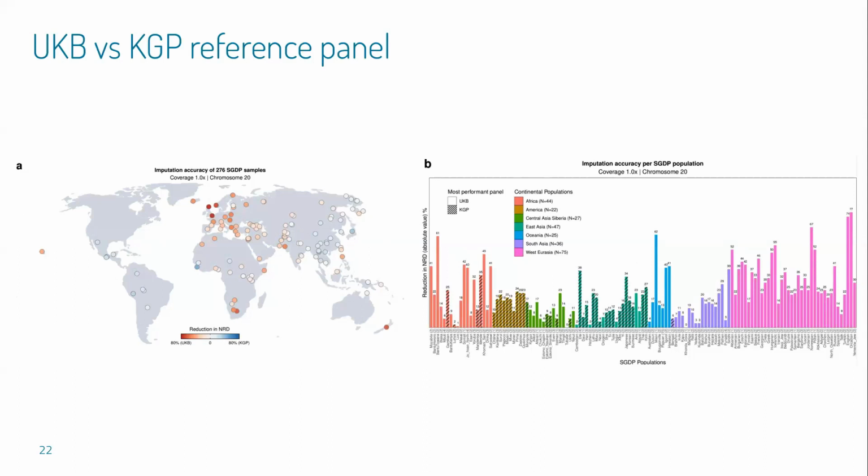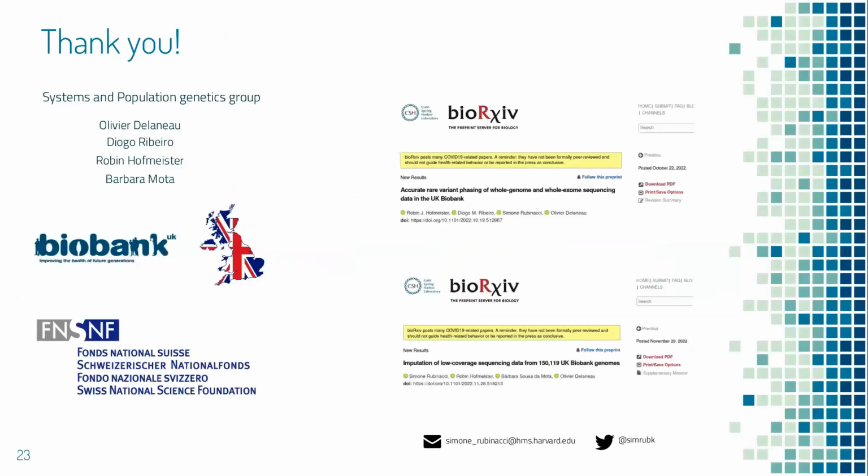And we are really looking forward to applying the method to the 500,000 whole genome sequencing samples when they become available. But of course, there is also a need in the field to produce much more diverse reference panels, to produce unbiased genotype imputation for different populations across the world. So this concludes my talk.